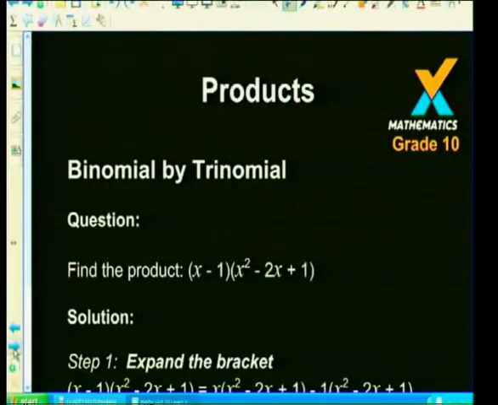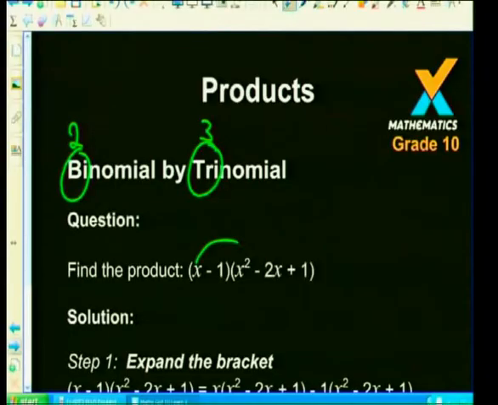Next example. Here we have a binomial by a trinomial. 2 terms in the bracket, 3 terms in the bracket. Well, do you think that this is going to be any different from what we've just done? Remember, every term in the one bracket had to be multiplied by every term in the second bracket. Exactly the same thing happens. It just means we're going to have a lot more multiplying to do.